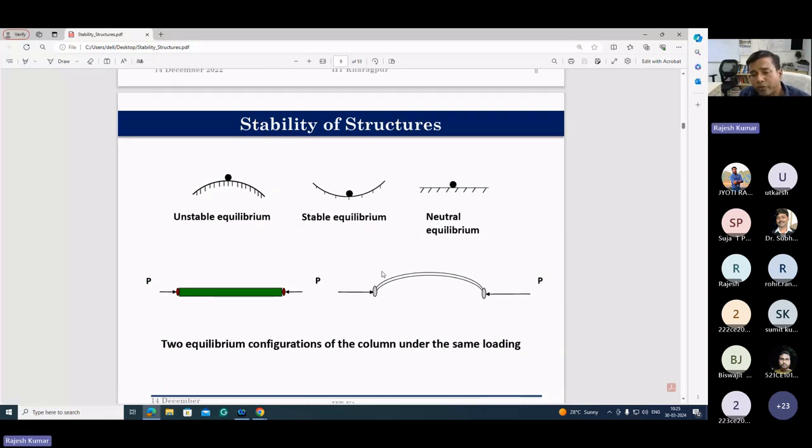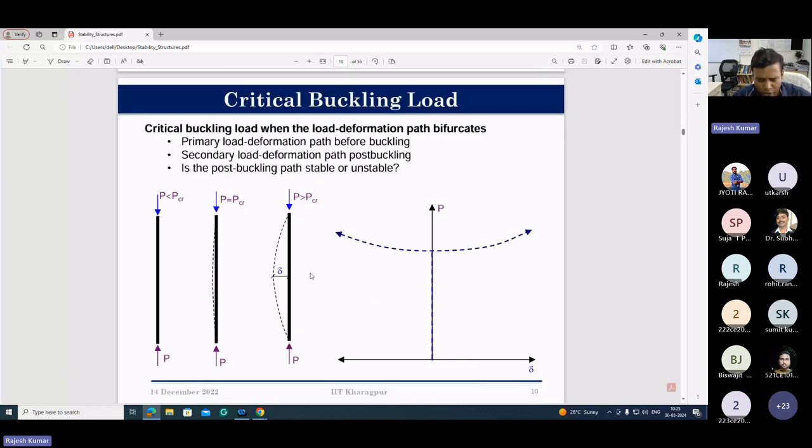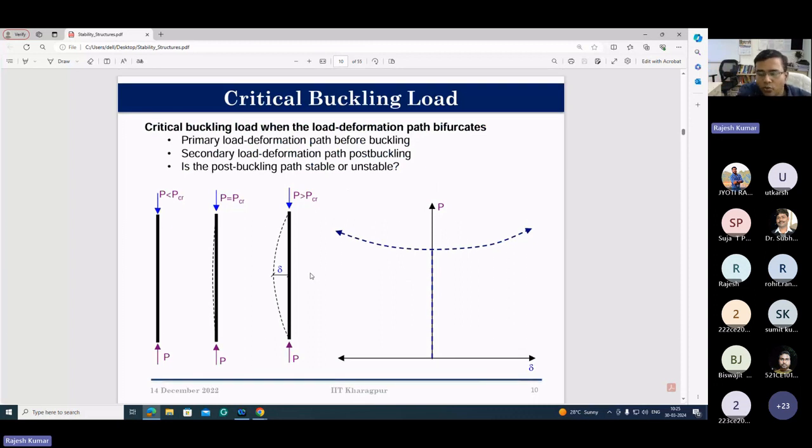So there are two equilibrium configurations of the column under the same loading. Under the same loading, one bent configuration is possible, and one straight configuration is also possible. This will be discussed later on. Okay, this will be more interesting. Whatever you have studied, you can relate with the column examples. Critical buckling load is where the load-deformation path bifurcates.